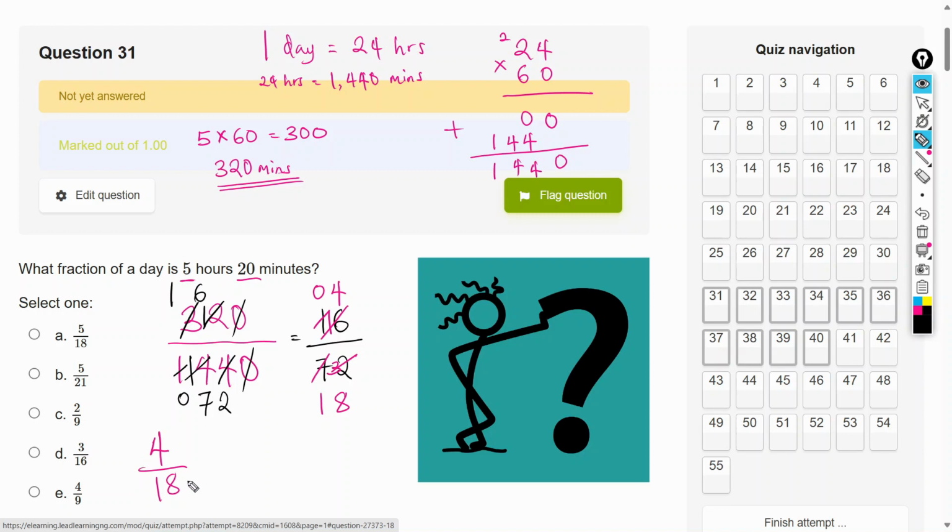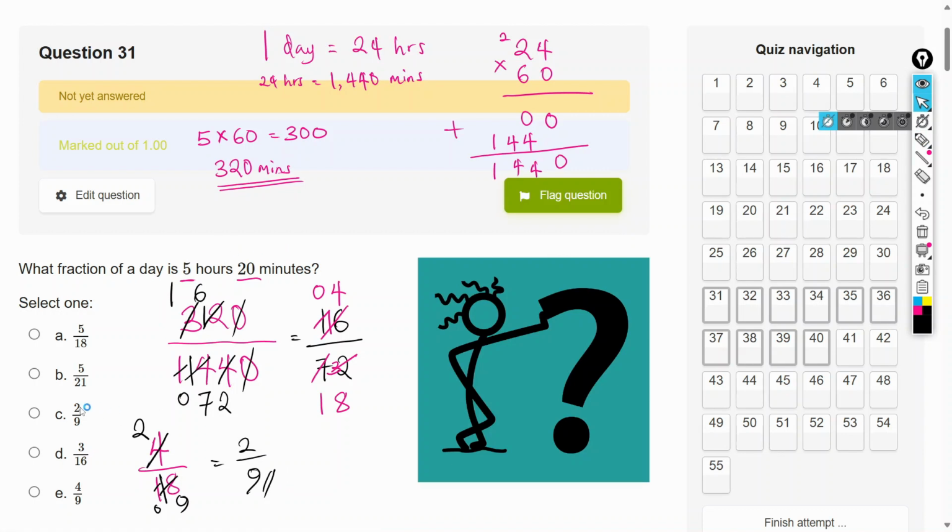Let's divide by 2. 2 into 4 is 2. 2 into 1 is 0, carry 1. 2 into 18 is 9. So that's 2 out of 9. So the fraction of a day that is 5 hours, 20 minutes is 2 out of 9. And that's right here.